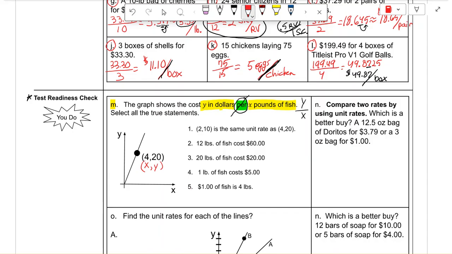Another thing that you can do to make sure you're right is label your axes. So this is the y-axis. It does mention up here what the y-axis is. And then down here it does mention what the x-axis is. So if you label those, that might give you a good start as well. So go ahead and pause the video and start working on M.